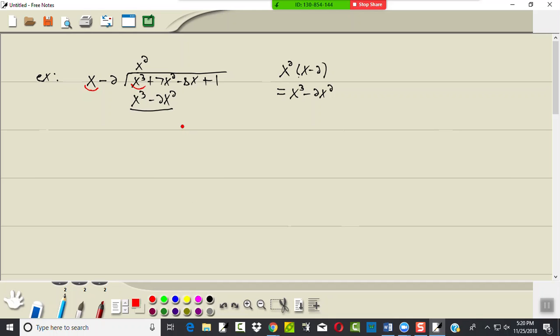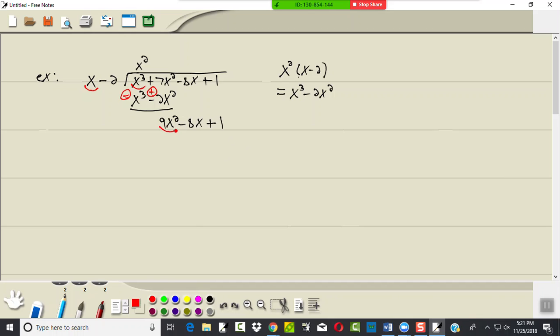Now we're going to subtract that line, which means flip signs. So positive x to the third becomes negative. The negative 2x squared becomes positive. x to the third minus x to the third drops away. 7x squared plus 2x squared is 9x squared. And again, I'll bring down everything to the right. It's like starting a brand new problem.